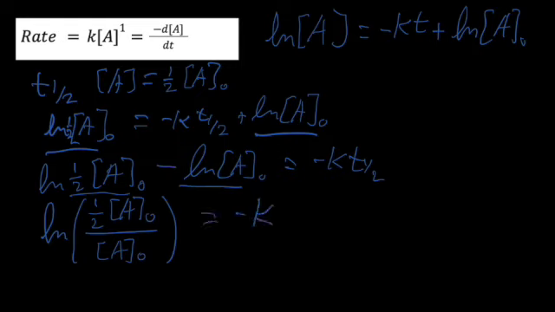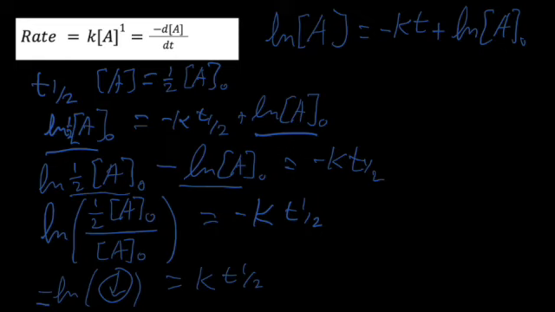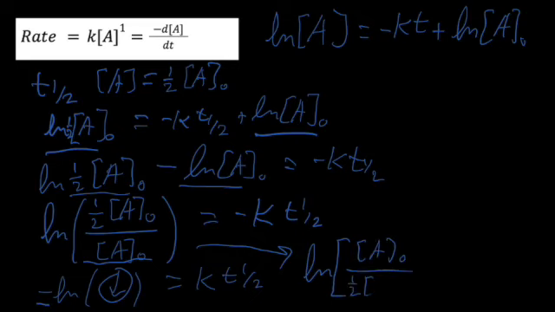equals negative k t1/2. And so for this, we're also going to use another log rule. So if we divide by -1 or multiply by -1 on both sides, we get that the negative natural log of all of this equals k times t1/2. And so this is a rule: when you have a negative sign in front of a log, you can raise what's on the inside to that exponent. So if we were to take this, for example, we would get that the negative natural log of that is just the natural log of the reciprocal of all of this. So concentration of A naught over 1/2 concentration of A naught.